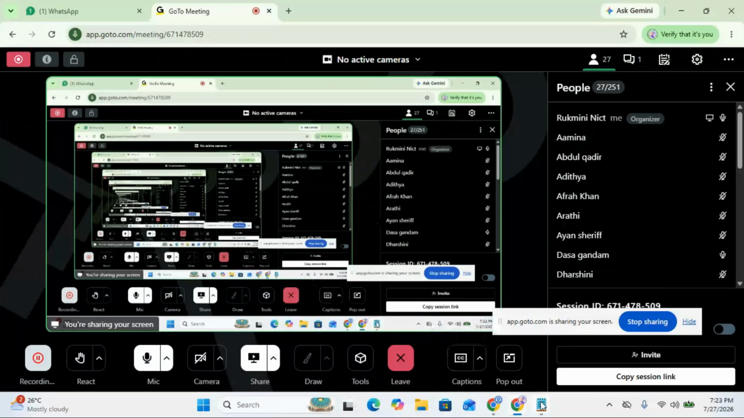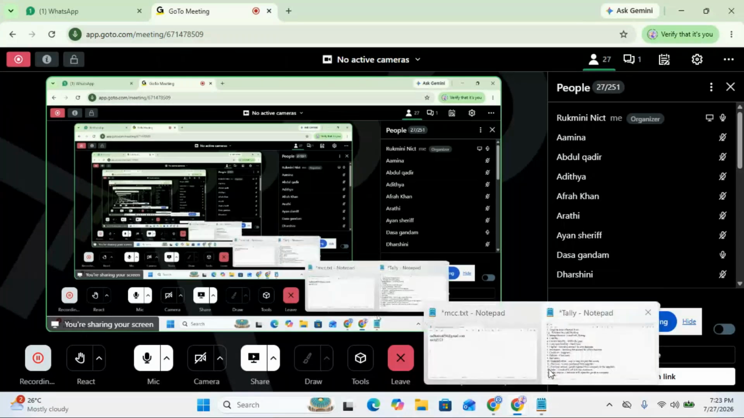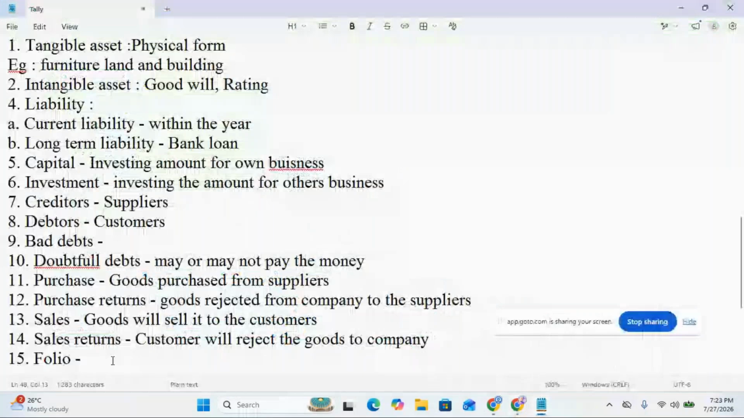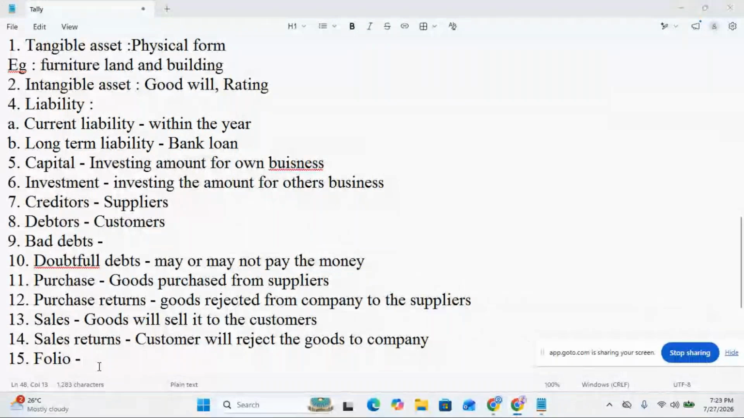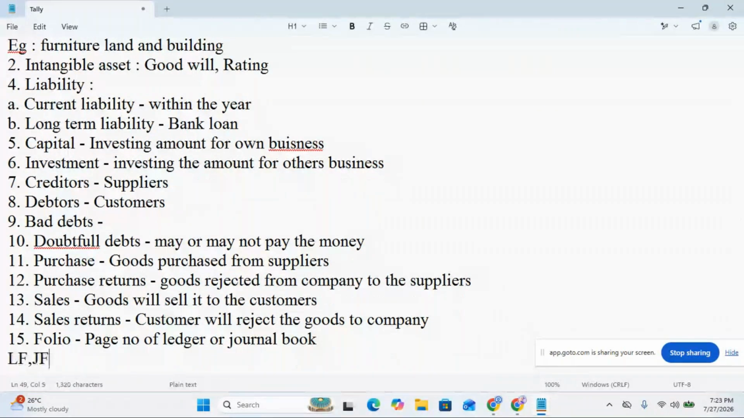It's a reference number to keep a record. It's a page number of any ledger or journal. Exactly, very good. So folio is a page number of a journal or ledger book. Have you heard about LF and JF? We write them in a proforma invoice. LF is ledger folio, JF is journal folio.